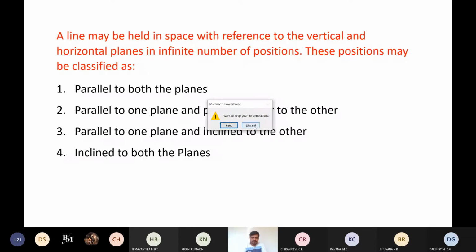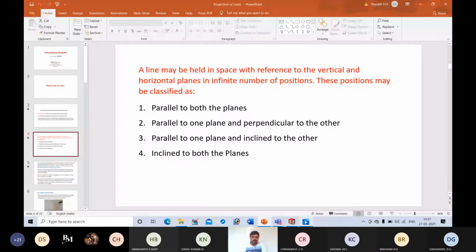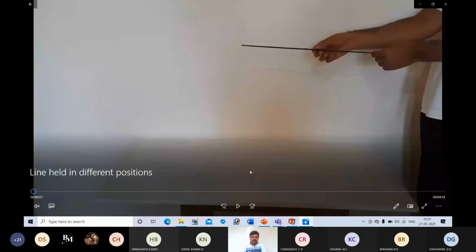So these positions, okay, are you able to see the screen? Yes, sir.